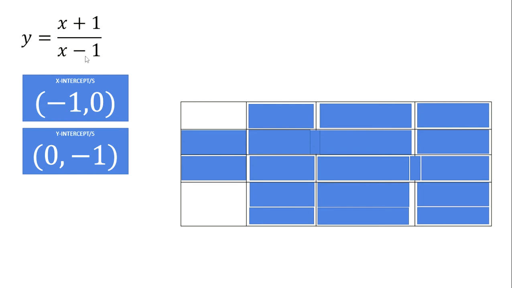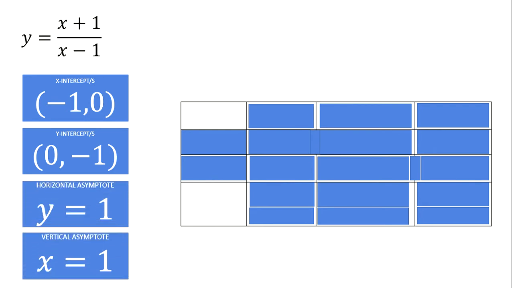And then for the horizontal asymptote, as you can see here, let's check the degree of both the numerator and the denominator. In this case, they have the same degree, which is 1. So let's take the numerical coefficient of the x, which is 1 for the numerator, and for the denominator, which is also 1. So 1 over 1 is 1. So y is equal to 1. Our horizontal asymptote is y equals 1, and our vertical asymptote is x equals 1.